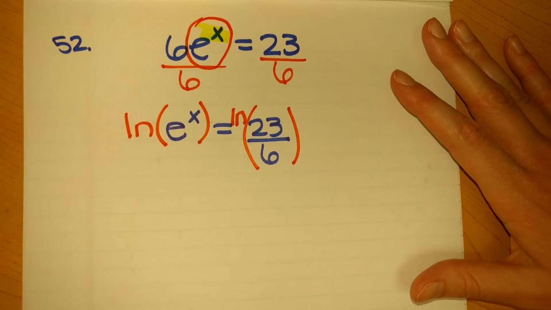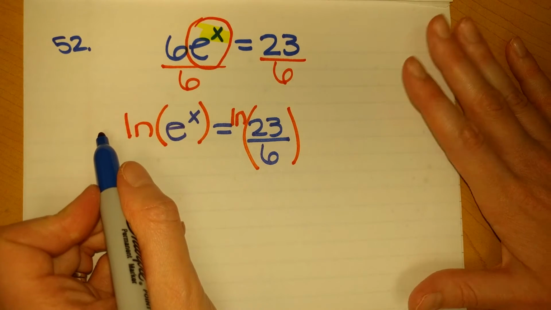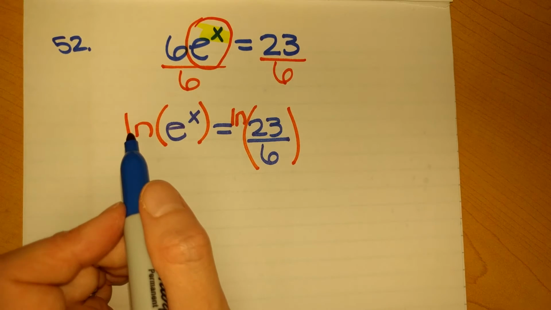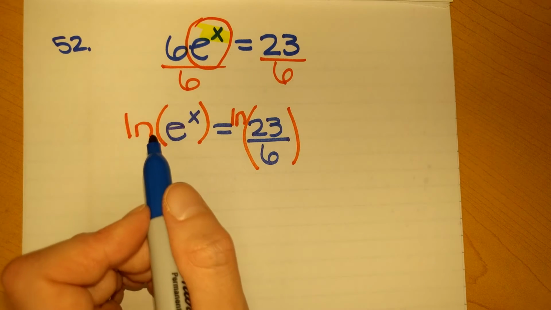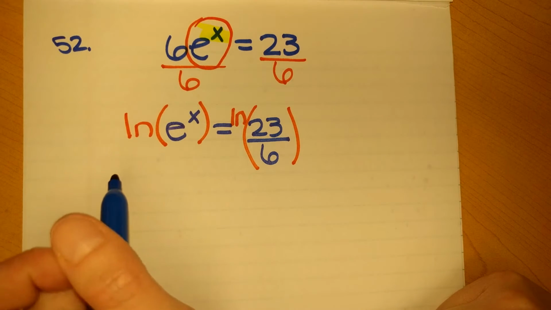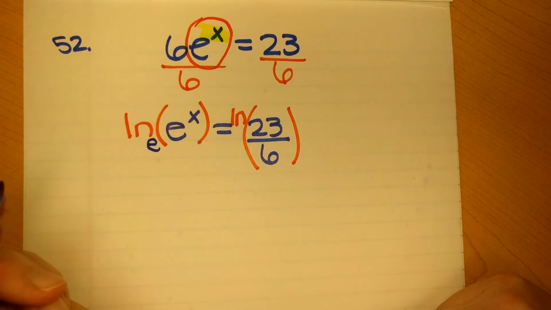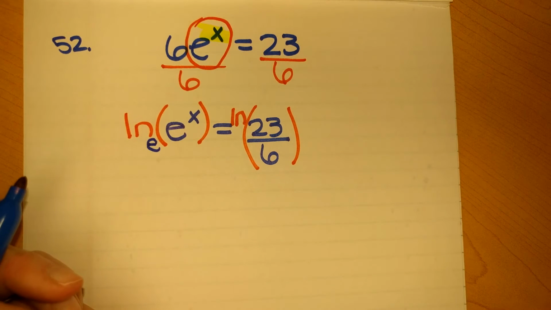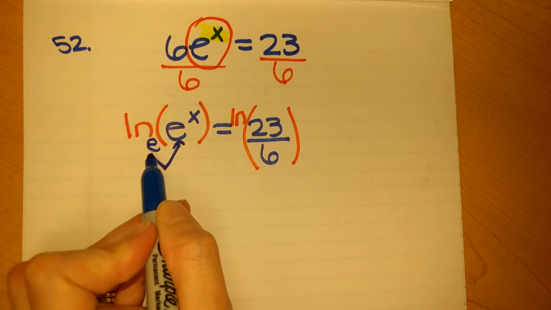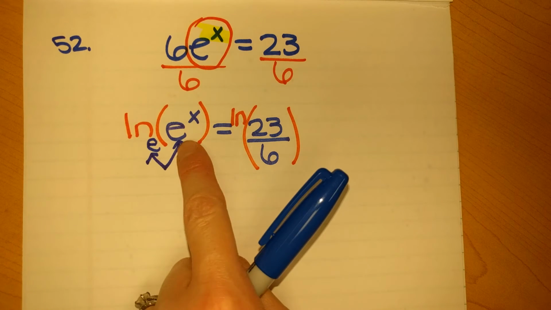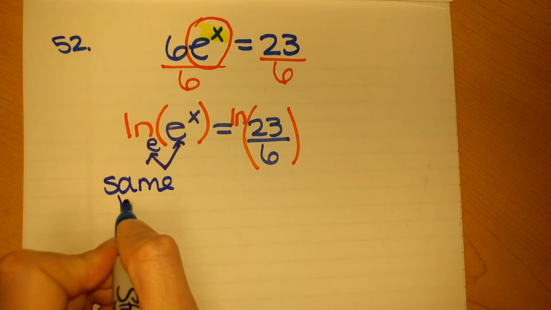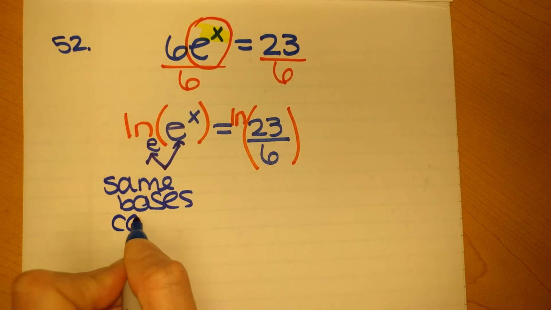Now, before, what we did is we brought down the exponent, and you are certainly more than welcome to do that. But I want to point out something that's special about 51 through 54 on the review. Remember that natural log has a base of e. And we saw earlier on this review that when the bases are the same, so the base here of the log and the base here of the exponential are the same, those same bases cancel.